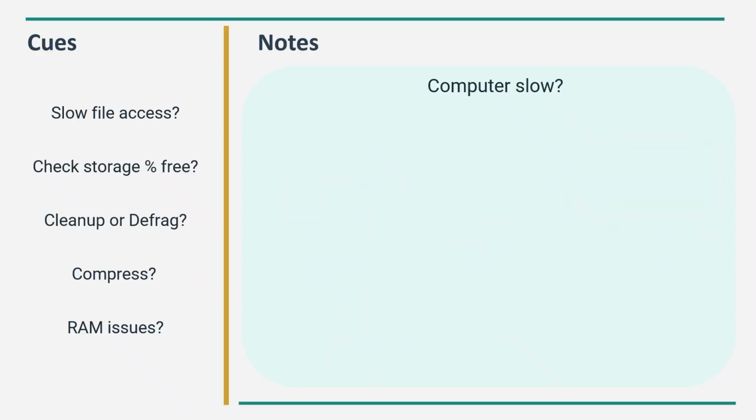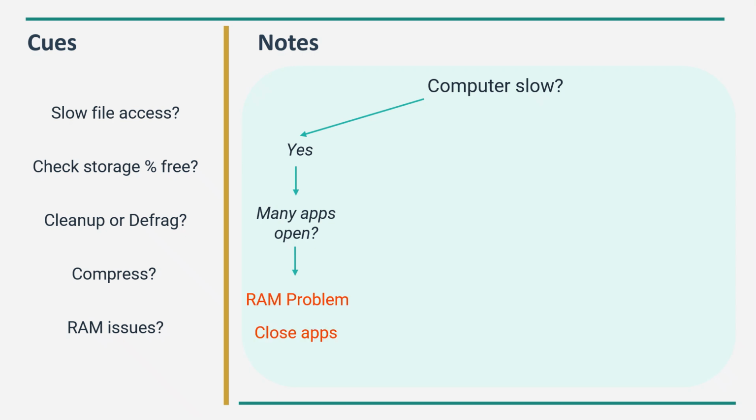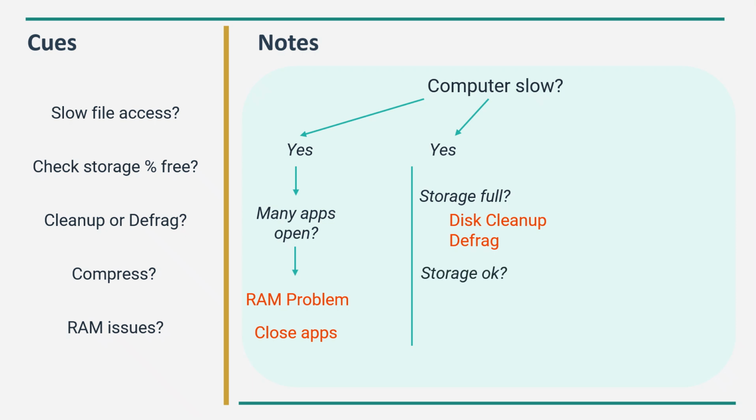Okay, so here's how to decide which strategy to use. If you've said yes and you have too many apps open, you will remember from the previous video that this is a RAM problem and you simply need to close all the applications. If your storage is slow and your storage is full, then it would be wise to run a disk cleanup along with the defrag. Remember, only suggest defrag if it's an HDD.